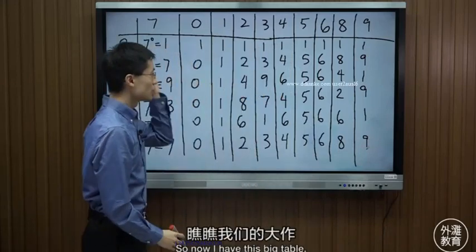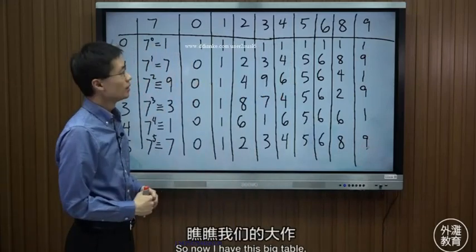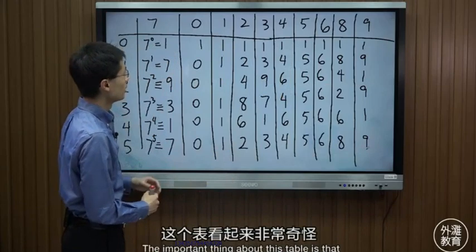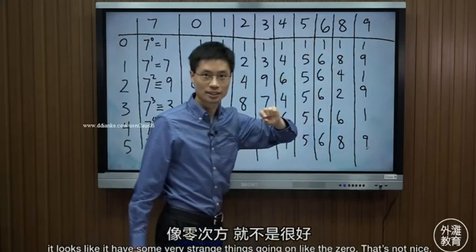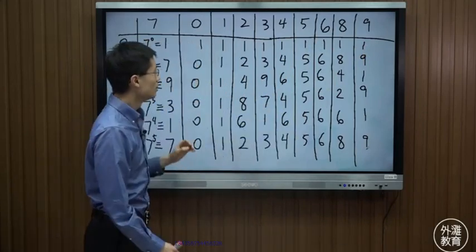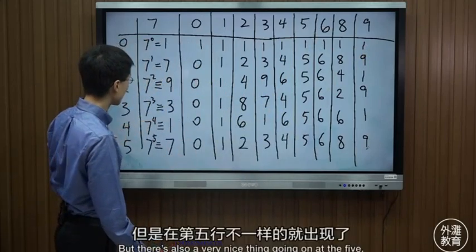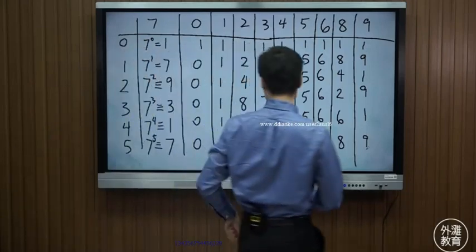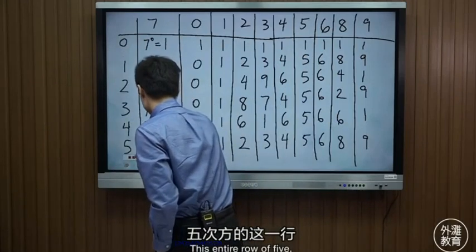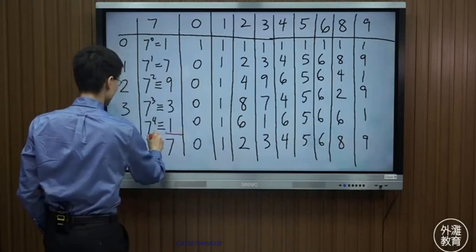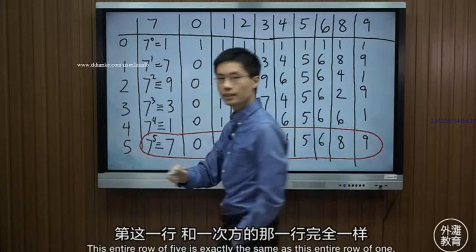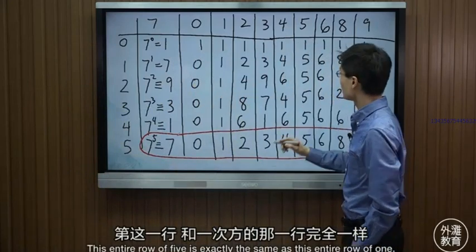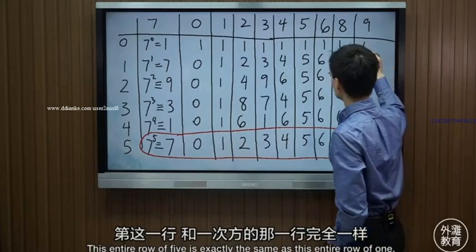Okay. So now I have this big table. The important thing about this table is that it looks like there's some very strange things going on at the 0. That's not nice. But there's also a very nice thing going on at the 5. This entire row of 5 is exactly the same as this entire row of 1.